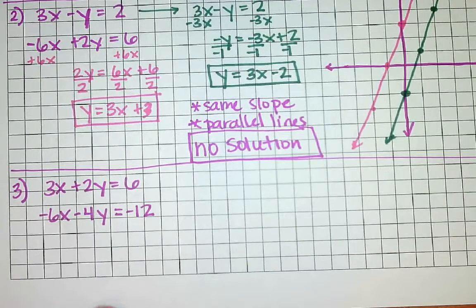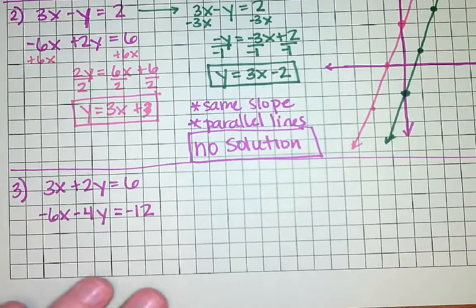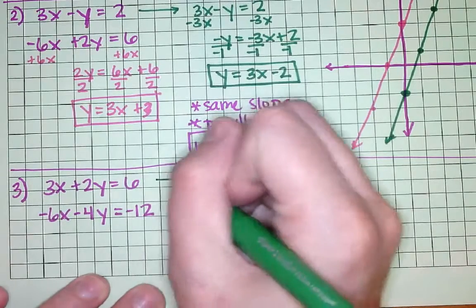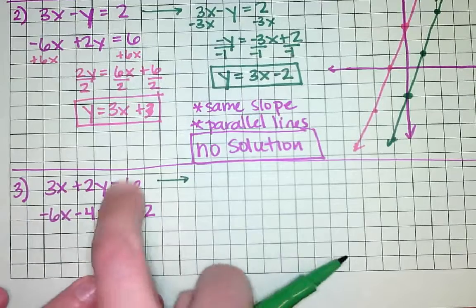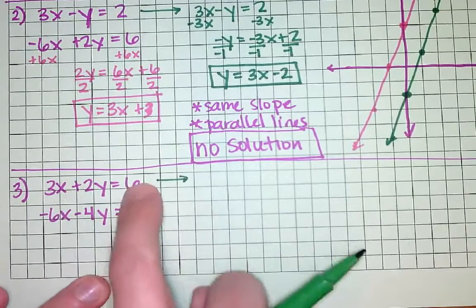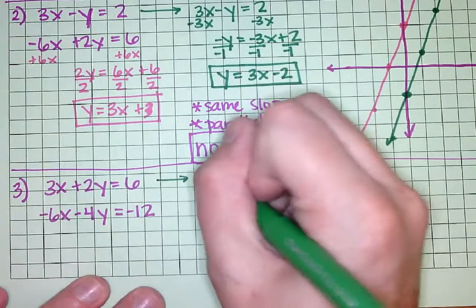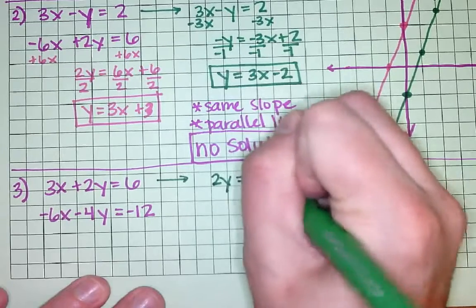We cannot graph it. So what I'm going to do is I'm going to go ahead and solve for y. Now, guys, I'm going to subtract 3x. So it's going to be 2y is equal to negative 3x plus 6. Are you guys okay with me doing that?